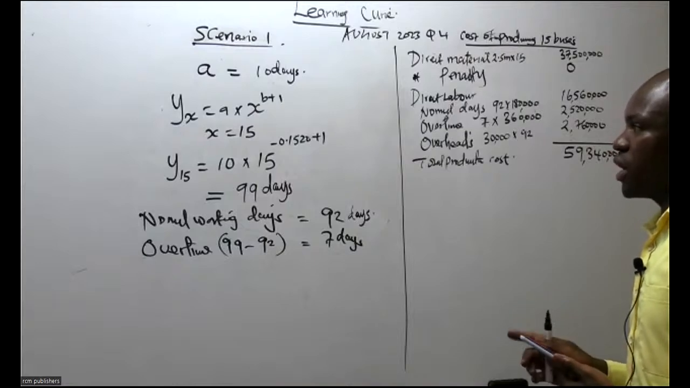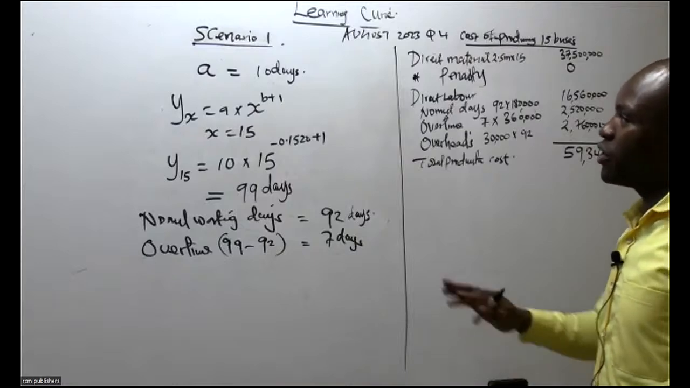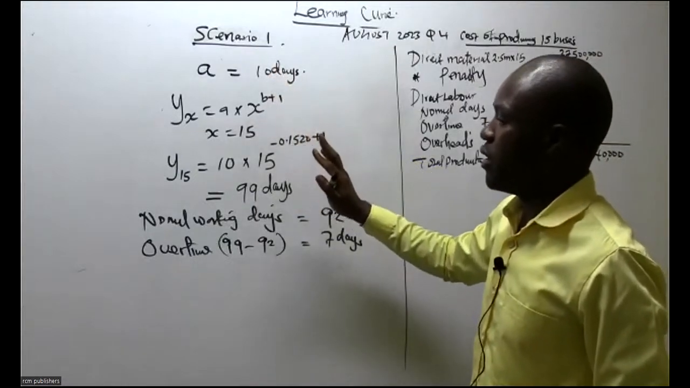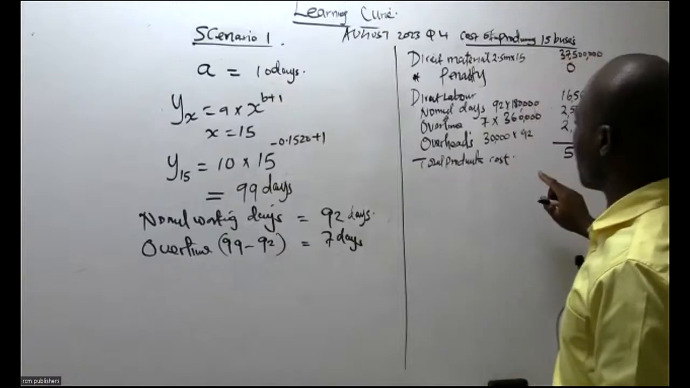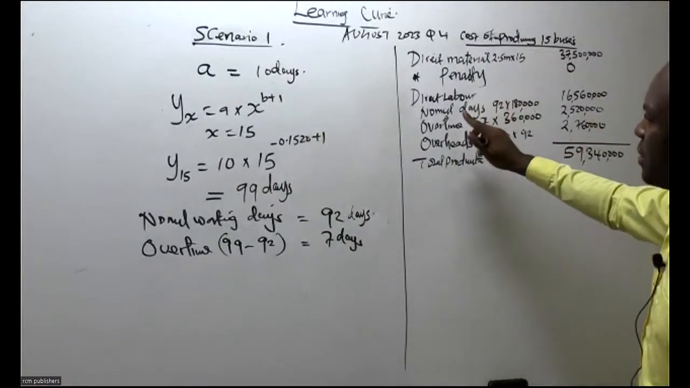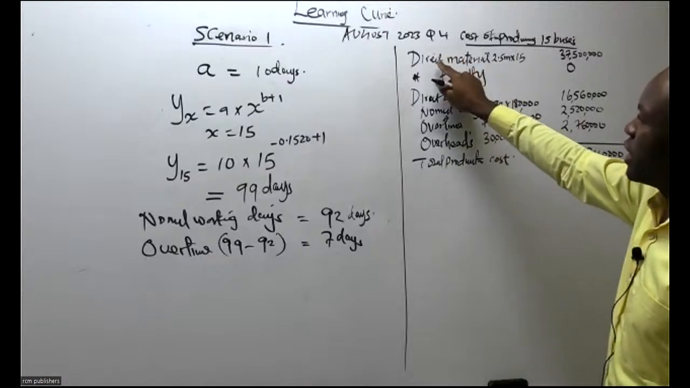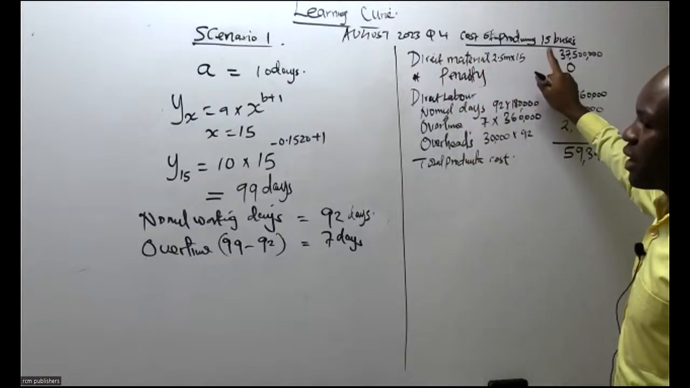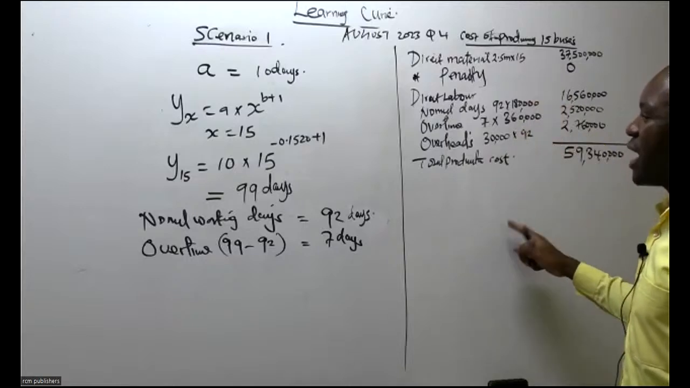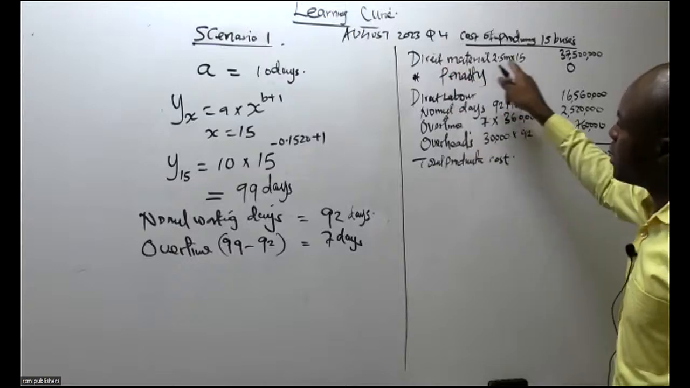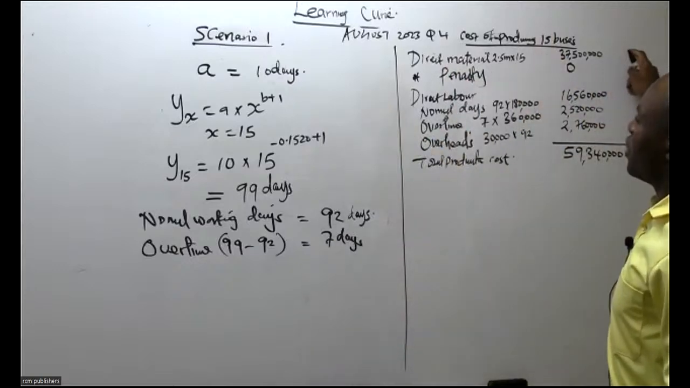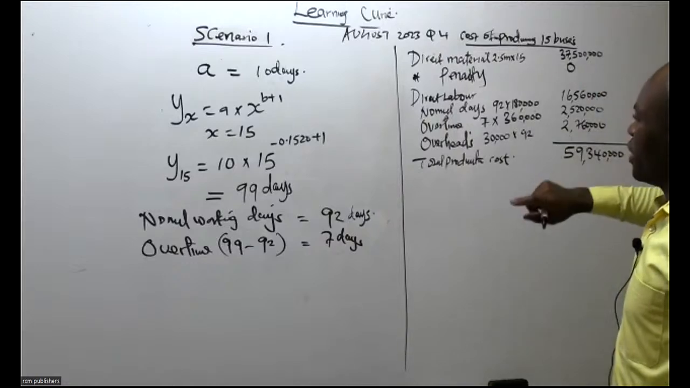Now, this is what I was talking about. As a student, I'm not able to do anything about the scenario, the learning curve. But if you look at this question, there are free marks that you just come and pick. In the marking scheme, they are indicating direct material, 1 mark for each correct entry for the 4. Direct material does not depend on the number of days, so this one you just walk away with.